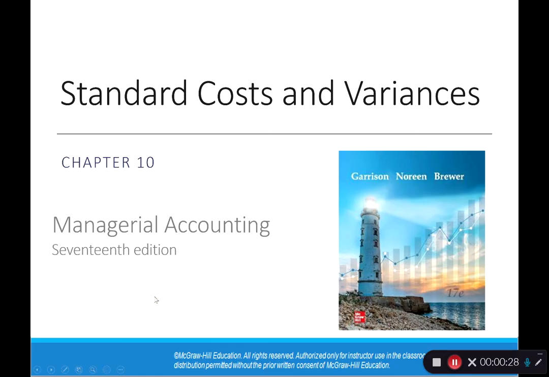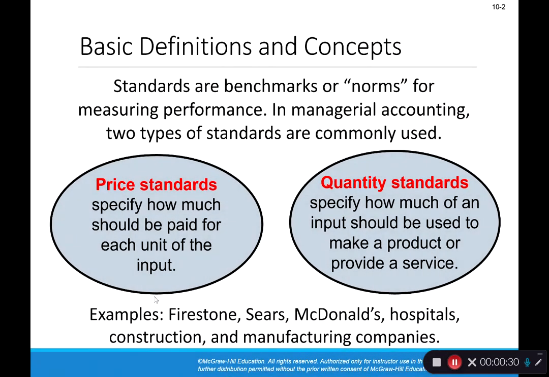So let's get started. The first thing we're going to talk about is the concept of standards. All standards are really budgets on a per unit basis. So there's pricing standards and quantity standards. The price standard is how much we should pay for each unit of input. What are the units of input? That's direct materials, direct labor, and overhead. Quantity standards would be how much of the input we need.